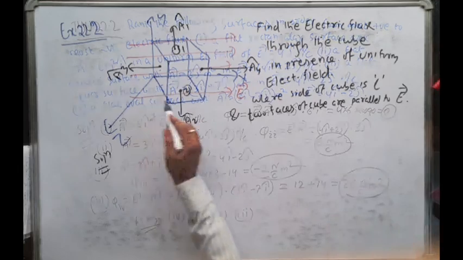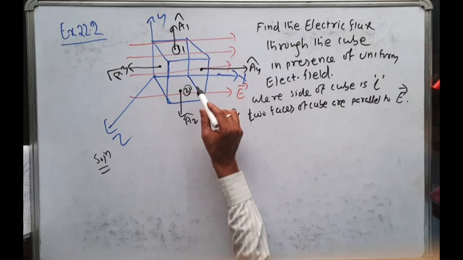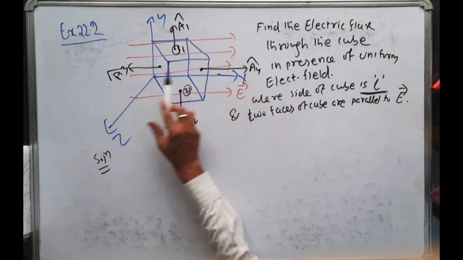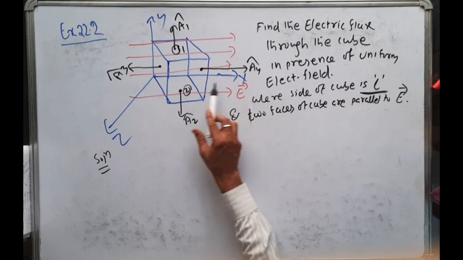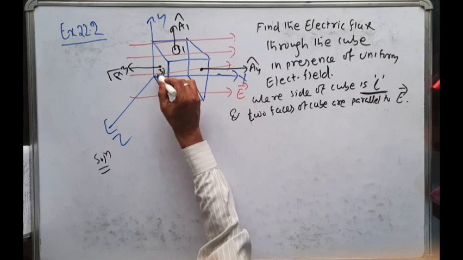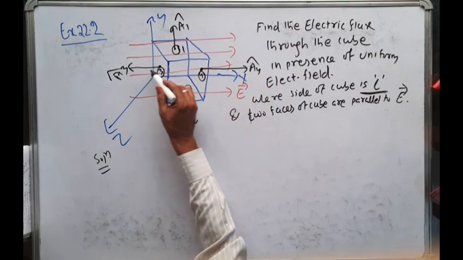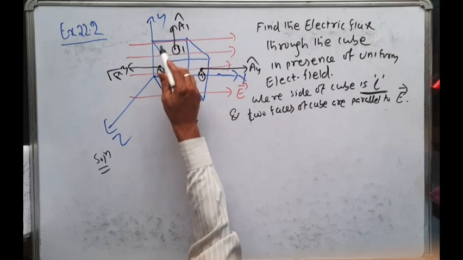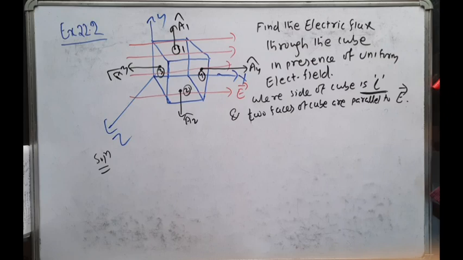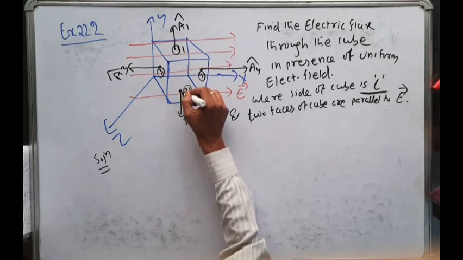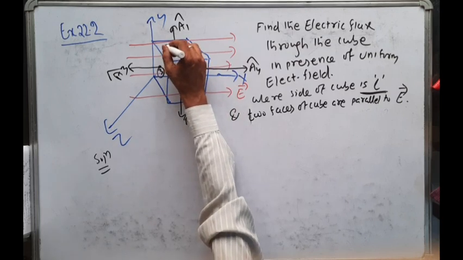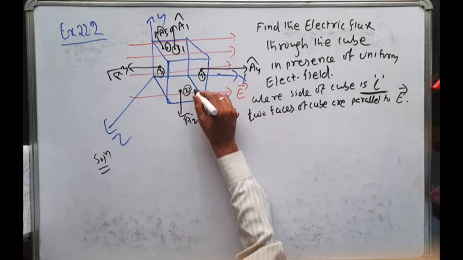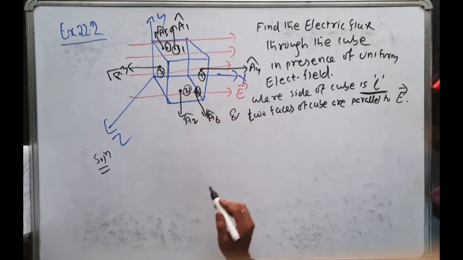So see, this is a cube of side L. In this cube there is an electric field which is horizontal, along the x axis. Surface 3 and surface 4 are parallel to the electric field. So we have to find the total flux in this cube. How many surfaces are there in the cube? 6. Top and bottom are 1 and 2, the sides are 3 and 4, the back side is 5, and the front side is 6.